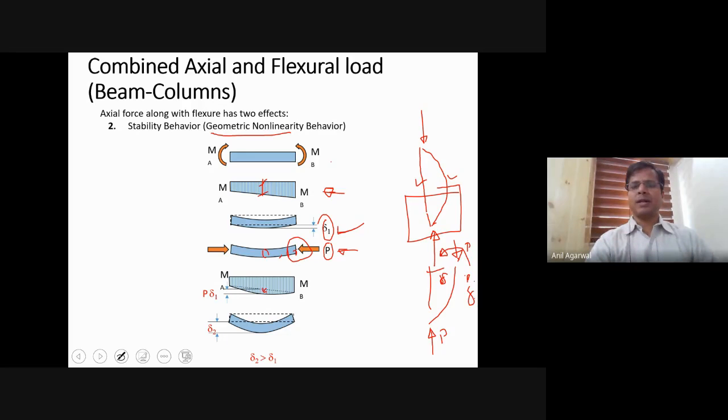the bending moment diagram has changed. Earlier, the bending moment diagram was this. So you got this curved shape. But now the bending moment diagram has changed to this. So the curved shape will change again. And the final new deflection will be delta 2.